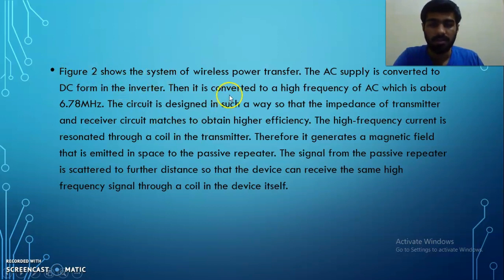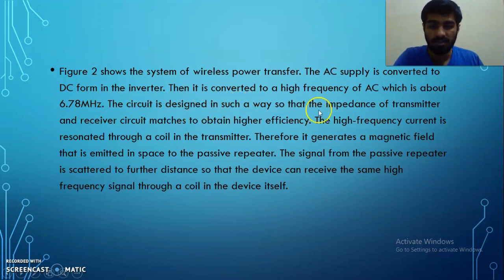Figure 2 shows the wireless power transfer. The AC supply will be converted into DC. Likewise, I was saying that I want to choose 50 gigahertz. Here I specify 6.78 megahertz, so this is the higher frequency.